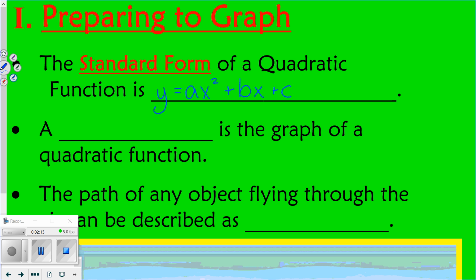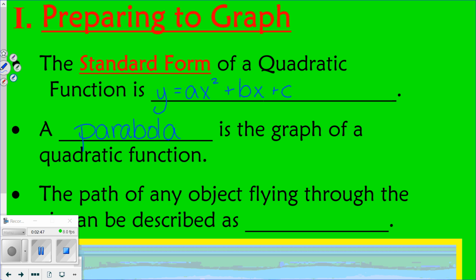A blank is the graph of a quadratic function. Do you know what a quadratic graph looks like, even if you don't know the name? Diane, what does it look like? Those are quadrants, you were close. They had the qua in it. Yeah, it's the U. He's not wrong, but it's kind of funny. Say that again. Parabola. There it is. A parabola.